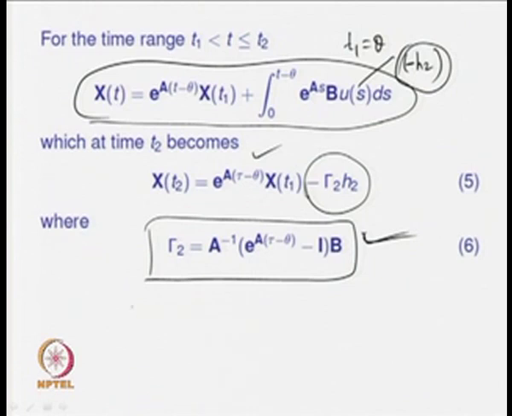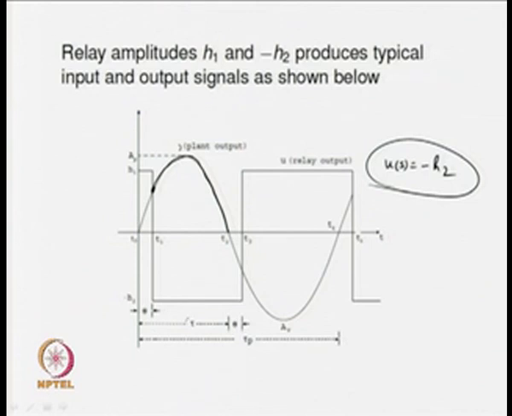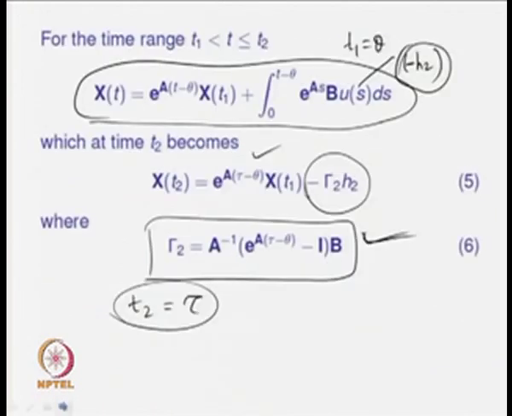Now, what is tau? At time t 2, that span is starting from t equal to 0 to tau. Let me show you the output waveform once more. This tau is starting from time t equal to the first zero crossing t 0 to t 2. So, t 2 is nothing but tau. When you substitute t equal to t 2, we get the variable tau in the expression. So, x t 2 is nothing but x tau, which is equal to e to the power A tau minus theta x theta, because t 1 is equal to theta as I have already mentioned.